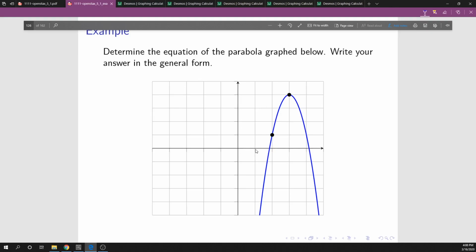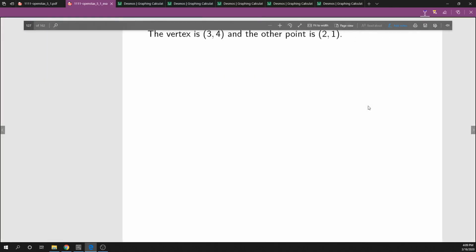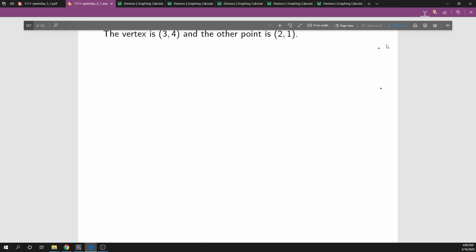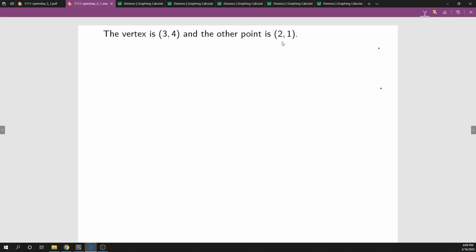I should have marked these axes, but I didn't. So that's 1, 2, 3. All right, so the x coordinate of the vertex is 3. The y coordinate is 1, 2, 3, 4. So the vertex is at 3, 4. And this point is at 2, 1, right? The other point that they give us. All right, so we're going to need to note those, and I'm pretty sure I have those written on the next slide. Yeah, the vertex is 3, 4, and the other point is 2, 1.